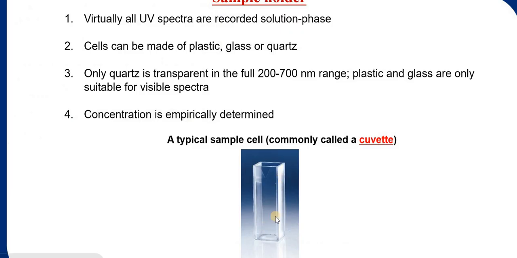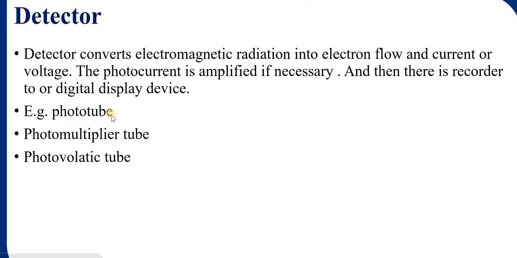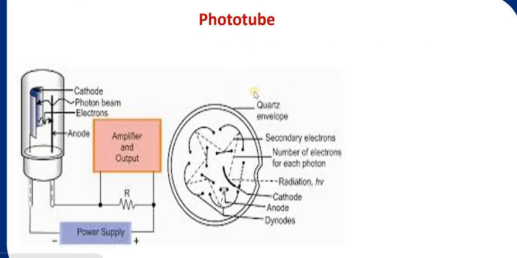This is the cuvette, which is the sample holder. A quartz cuvette covers the 200 to 700 nanometer range. Plastic or glass cuvettes cover the visible spectrum. As a detector, a phototube, photomultiplier tube or photovoltaic tube is used. This is an example of a phototube. You can see this diagram of how it works.